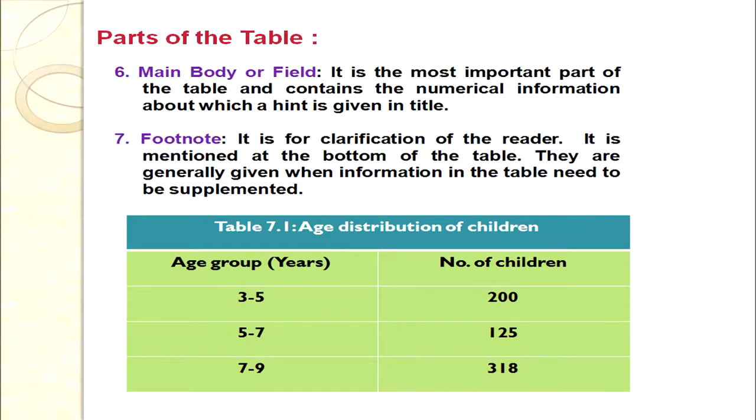Now, the next, main body of the field. When we talk about the main body of the field, it starts from 3 to 5, 5 to 7, 7 to 9, 200, 125, 318. That means all the numerical information contained in the table is the main body of the field. It is the most important part of the table because it contains the numerical information about which a hint is given in the title.